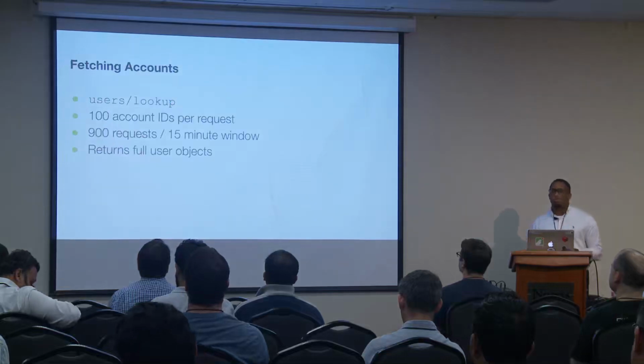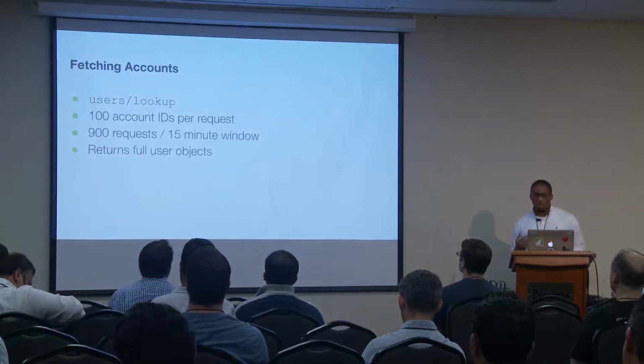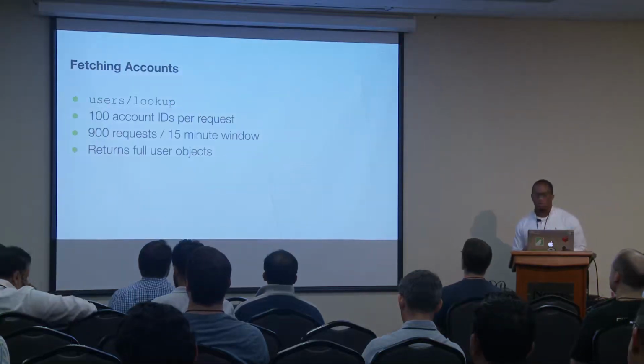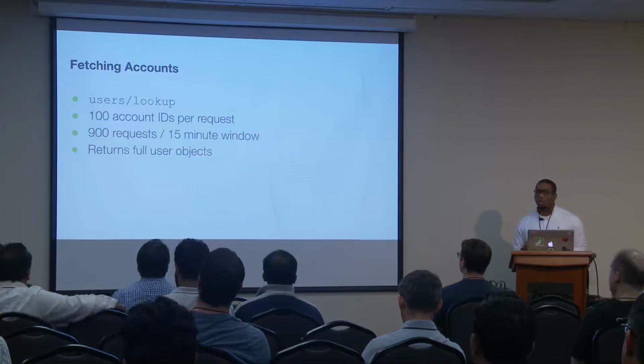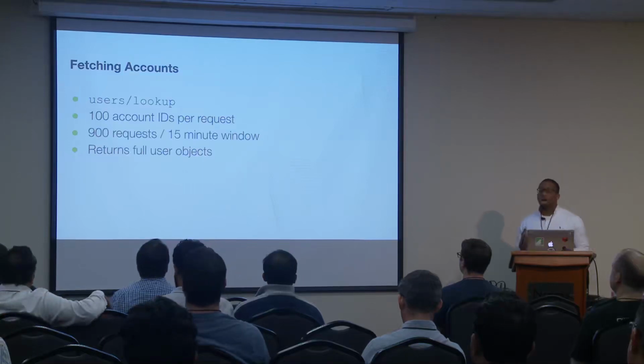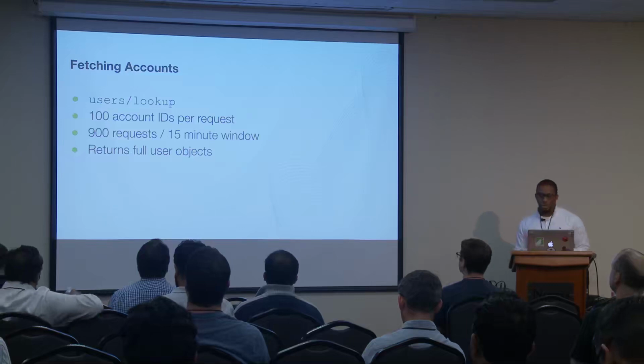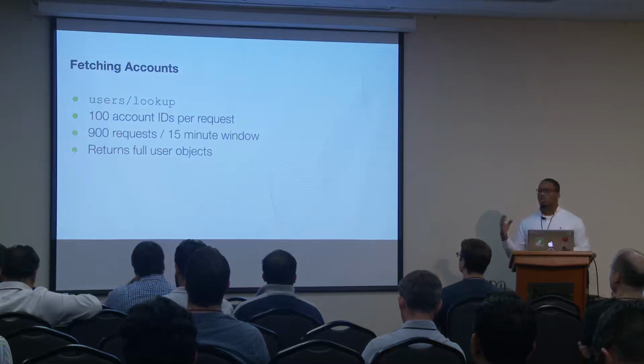In order to find these accounts, we use the users lookup API endpoint. This API endpoint is very high throughput. So if you have 100 user IDs, you can send them up one time and get full user objects back. And I'll explain what a full user object looks like in the next slide. This particular API endpoint allows you to make 900 of these, again, 100 user ID requests every 15 minutes.